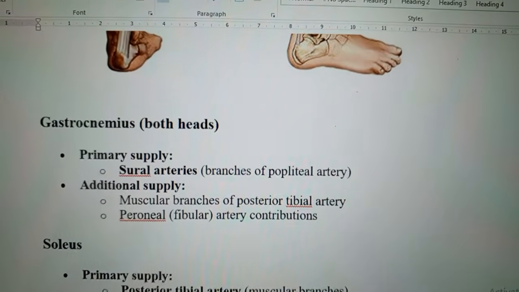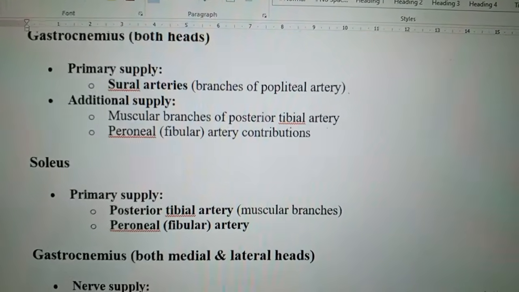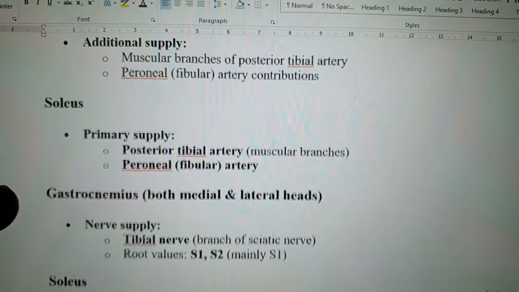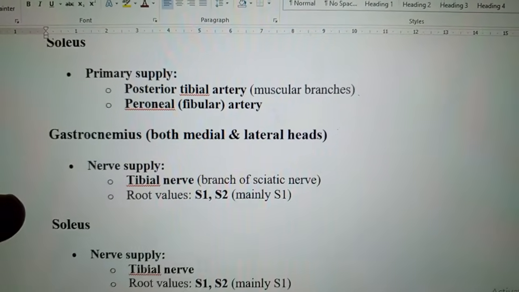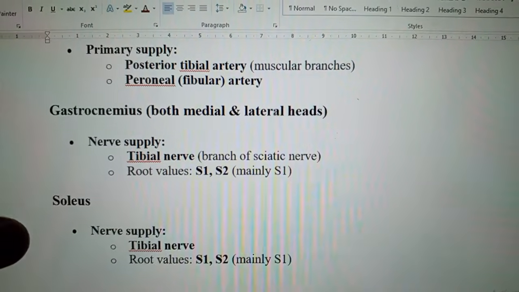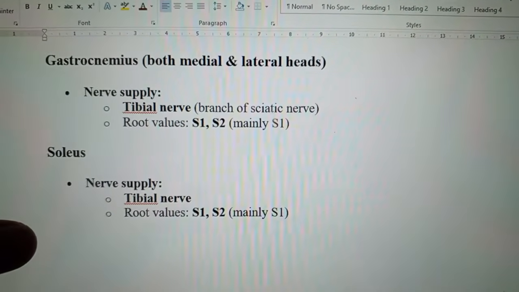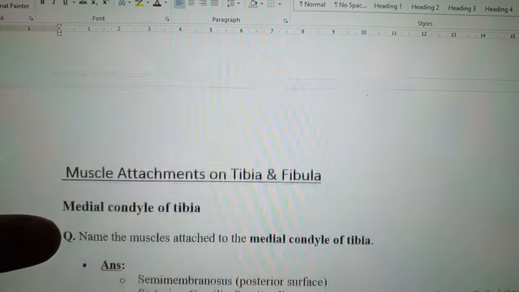Both heads are supplied by the sural arteries, and additional supply is by the muscular branches of the posterior tibial artery and peroneal artery contributions. Arterial supply of the soleus muscle can be asked to you; that is the posterior tibial artery. Gastrocnemius muscle, both medial and lateral heads, are supplied by the tibial nerve, and root values are S1 and S2. Soleus is supplied by the tibial nerve, root values S1 and S2, mainly S1.